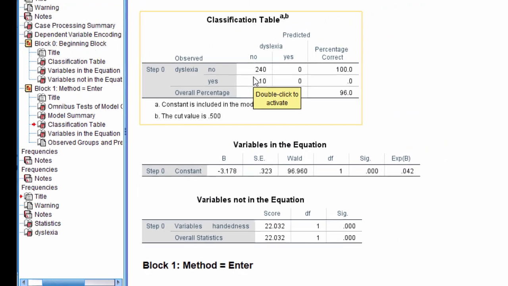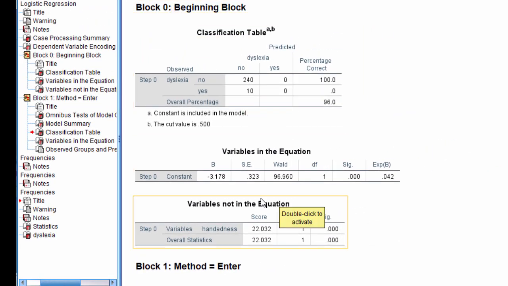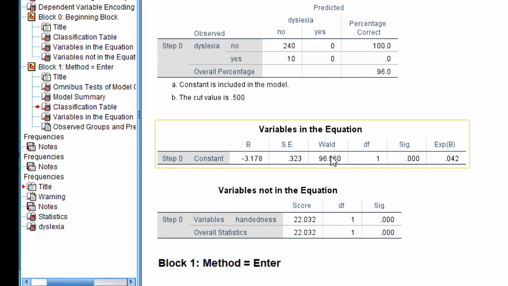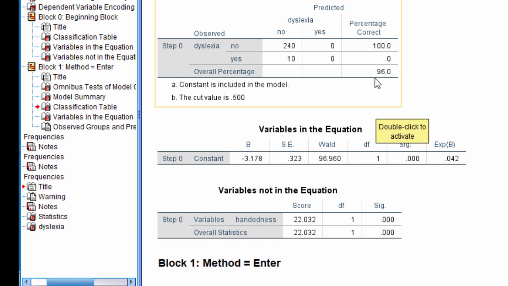So you can see here, after the block zero null model classification accuracy, which seems high, it's basically only using the intercept to predict dyslexia, which is basically using just the descriptive statistic mean. And we can see that it's statistically significant with a Wald statistic of 96.960 and 1 degree of freedom, and p less than 0.001. Again, you wouldn't really interpret this. This is the null model. We're really interested in this.